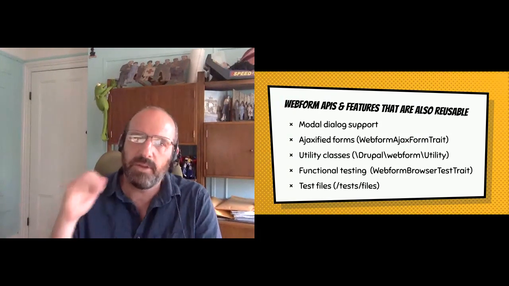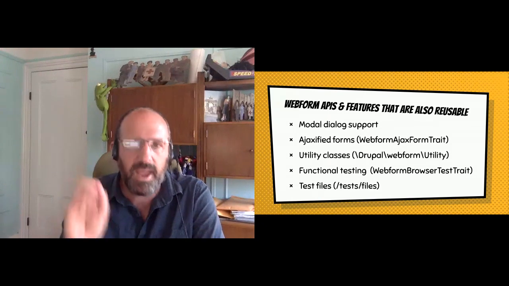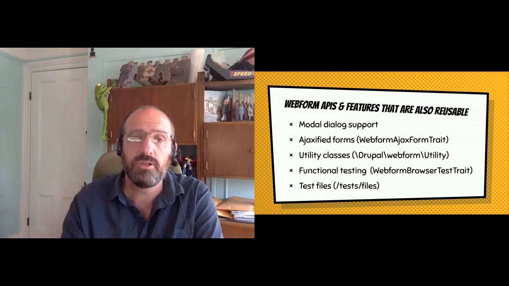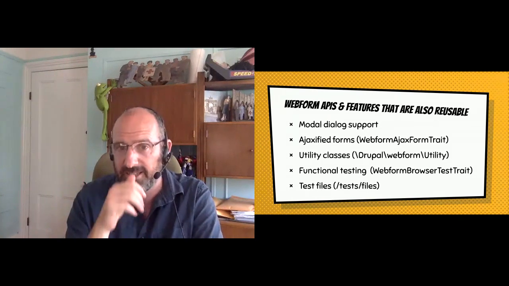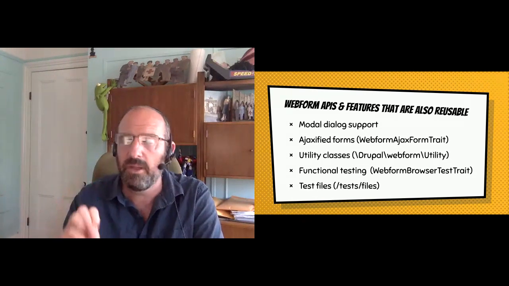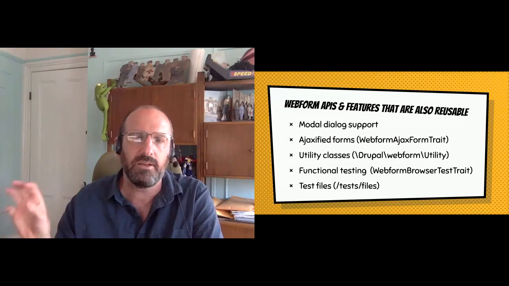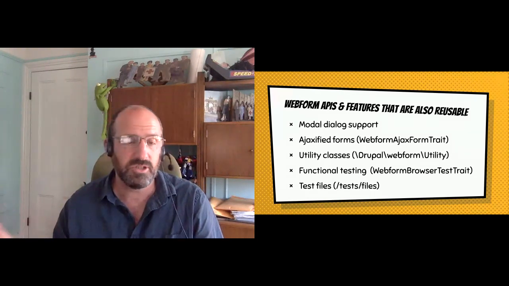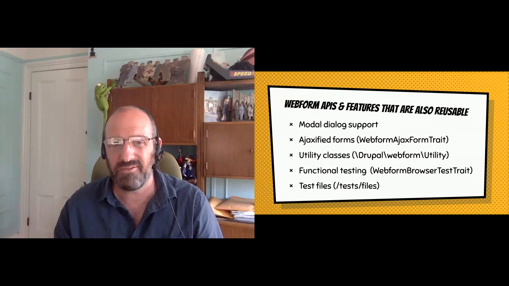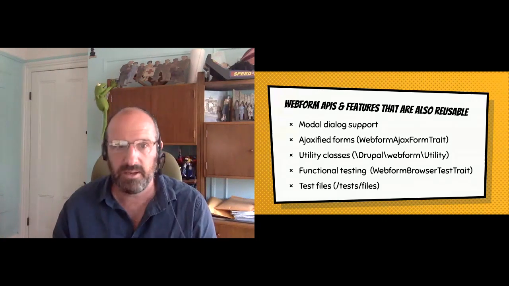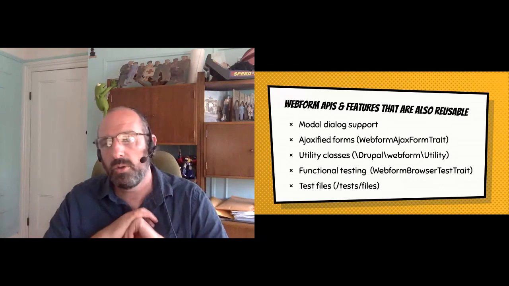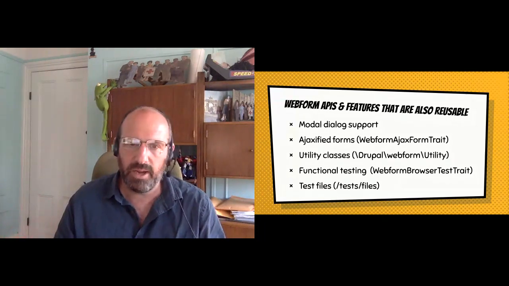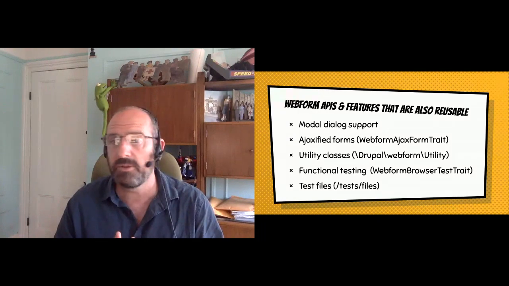But there are some APIs that I'm going to call out that people should just pay attention to. All the modal dialog support are all reusable APIs. There's utility classes. You could dive into those. You can use them. If you need to take a form and make it do AJAX, there's a web form AJAX form trait, which you can just add to any form API form and have it do an AJAX submit. There's a whole series of utility classes. Some of them are just as simple as manipulating arrays. Some are real helpers for manipulating forms.